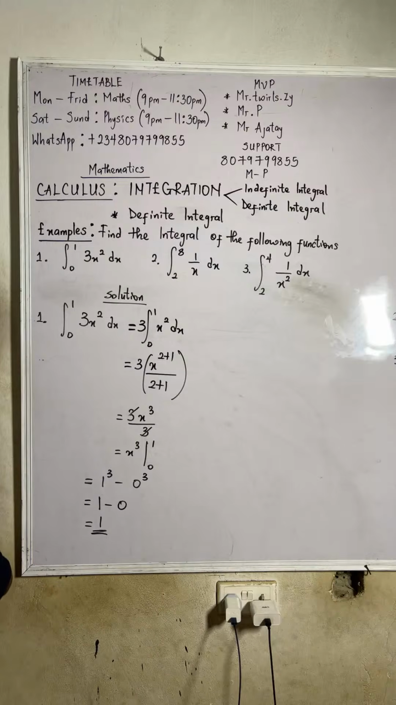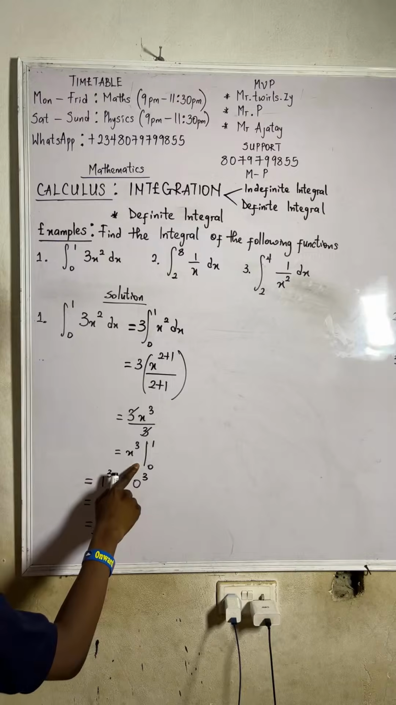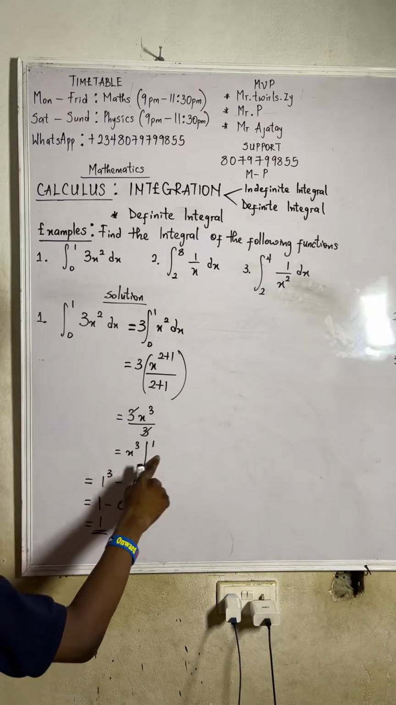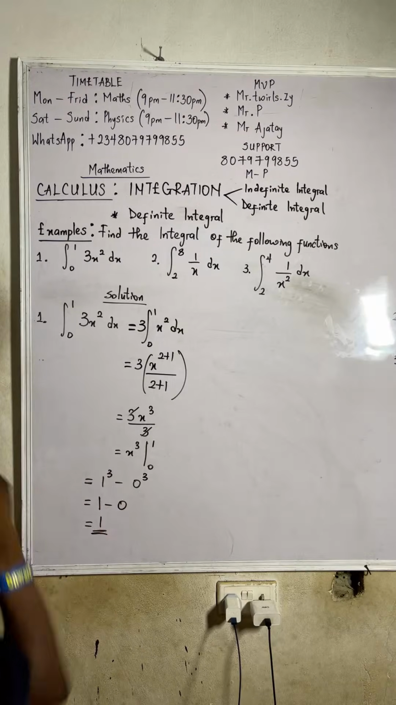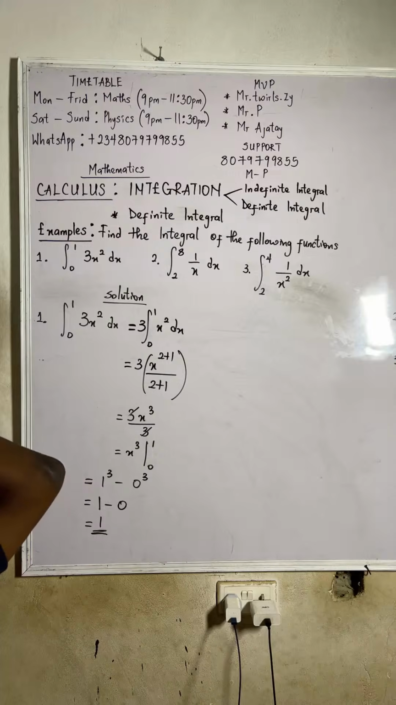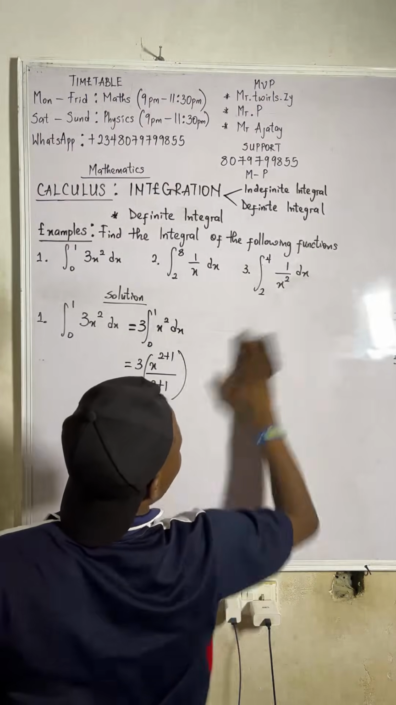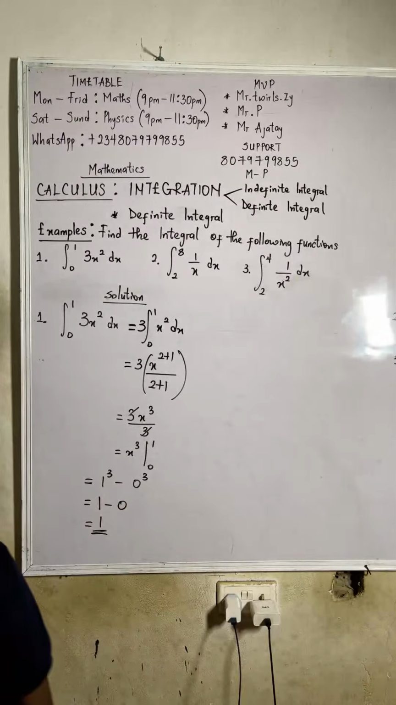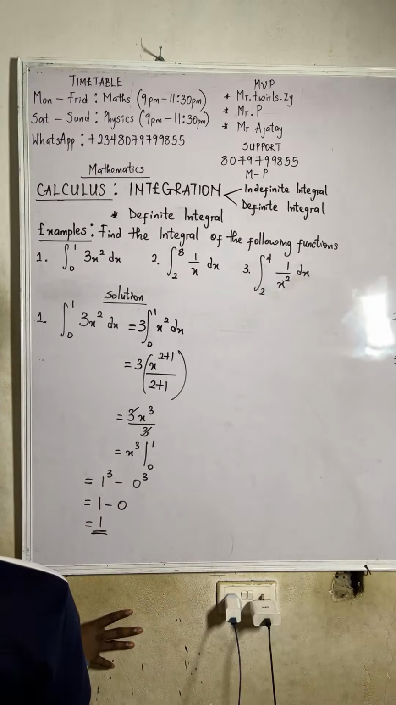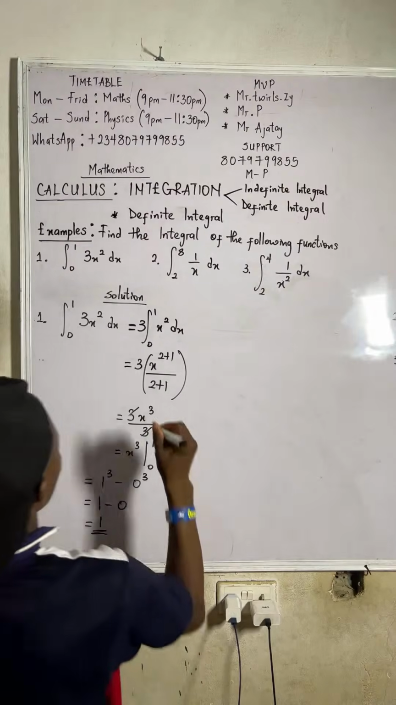Do we understand it now? So after you've integrated normally, you put in the upper limit first, then subtract and put in the lower one. Do you get it now? Are we all clear? Alright, let me solve question 2.